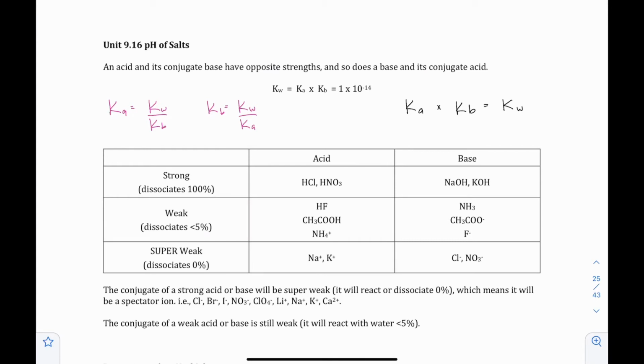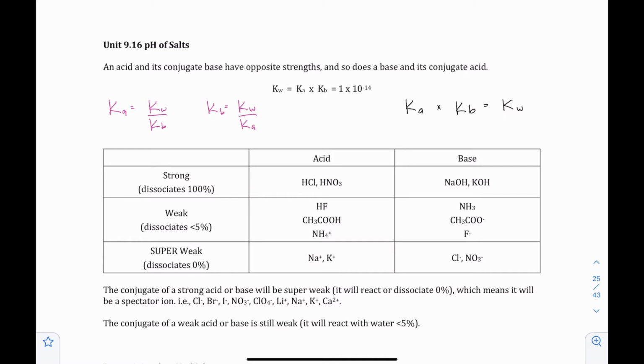When we have a conjugate pair, we can use the equation Ka times Kb equals Kw. We know Kw is 1 times 10 to the minus 14. So if we have Ka, we can rearrange the equation to solve for Kb. And if we have Kb, we can rearrange the equation to solve for Ka. Now let's take a closer look at what the equation means for the strength of conjugate acid and base pairs.